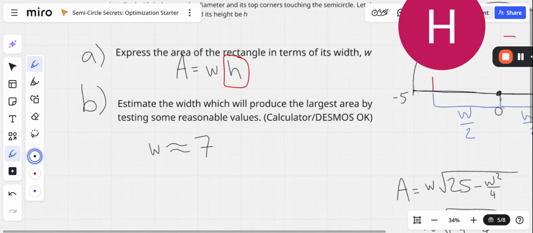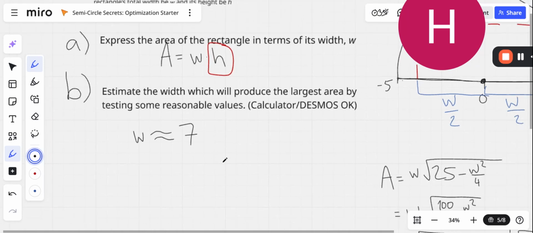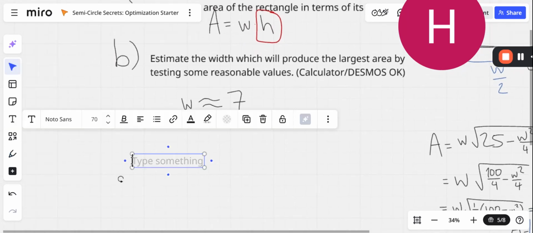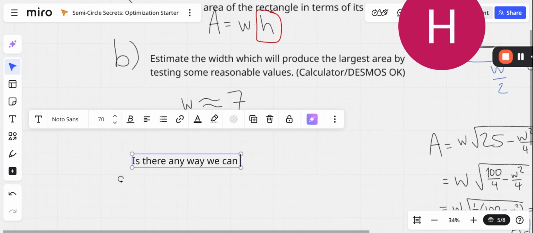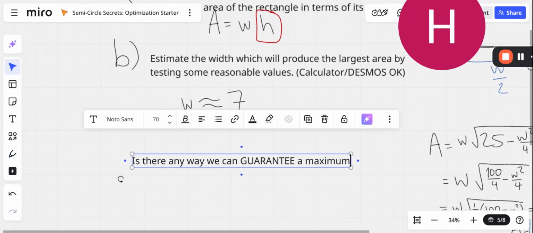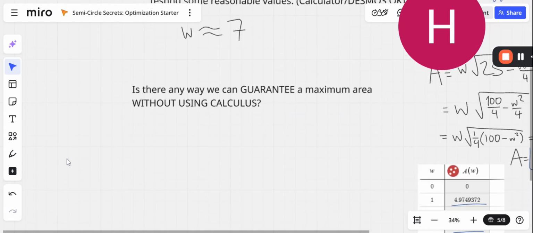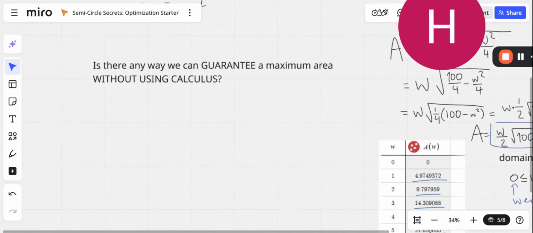Now, once you get to calculus, you will find a very routine method for calculating maximums or minimums of certain quantities. But I'd like to pose this as a challenge. Is there any way we can guarantee a maximum area without using calculus? That, my friends, is a bonus challenge for you all. I will give you a hint.